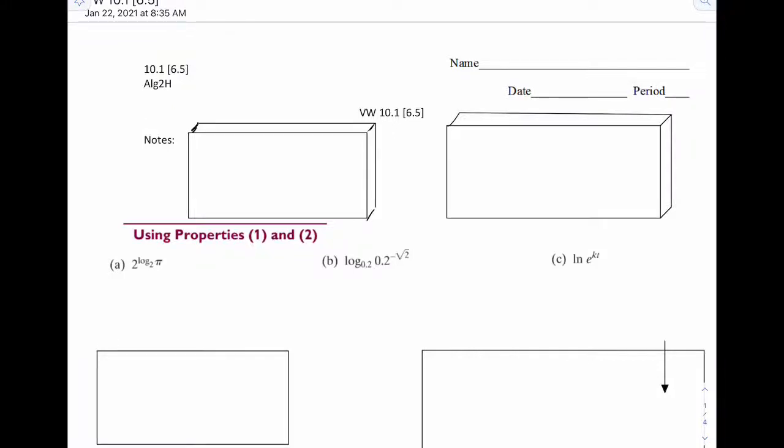Today we're going to start log properties. So there's going to be quite a bit to write down, so make sure you have your 3 boxes ready. So our first property is right here.